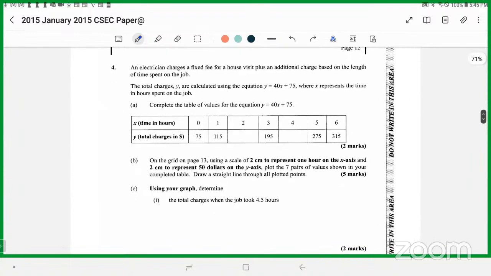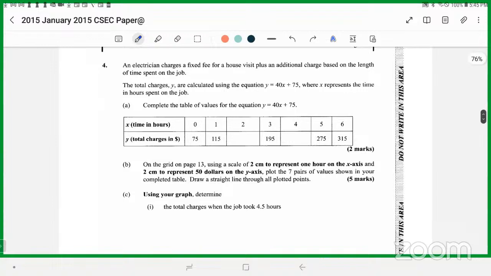It says an electrician charges a fixed fee for a visit plus an additional charge based on the length of time spent on the job. So when he goes there, before he starts doing anything, he charges a fixed fee. And then in addition to that fixed fee, that's plus, he charges an additional charge based on the length of time. So there's a rate, a rate per hour, something like that.